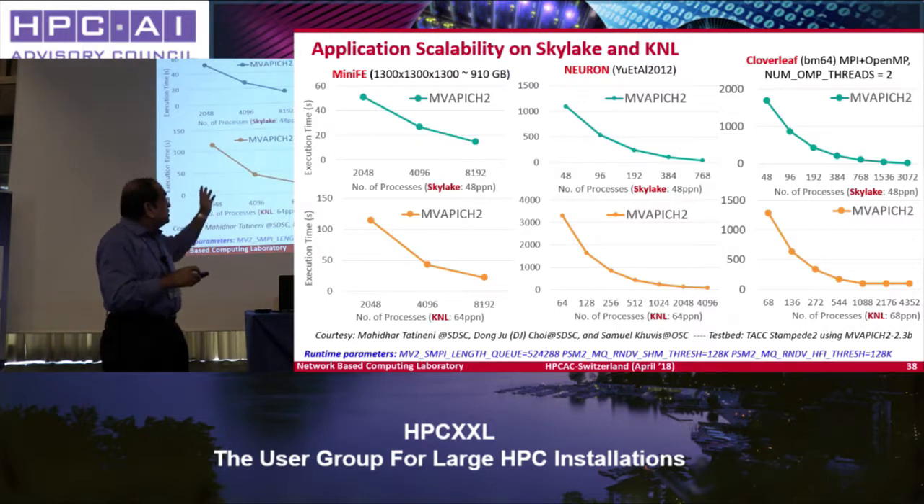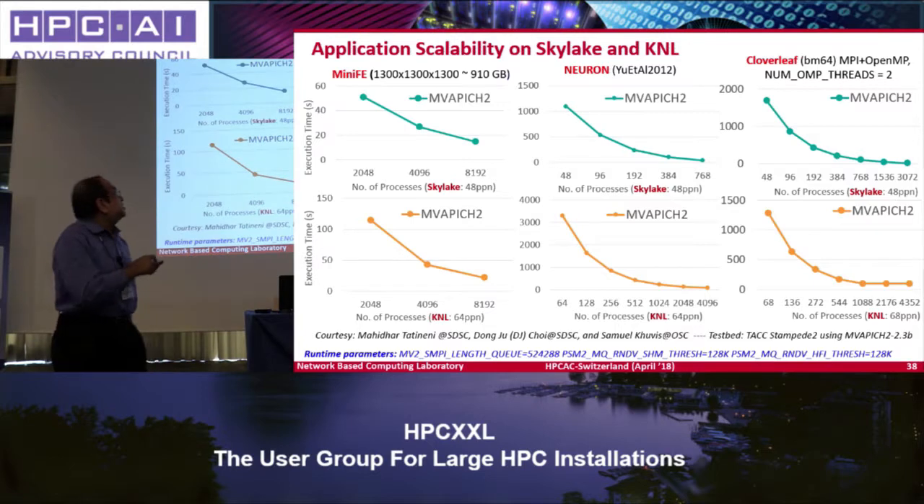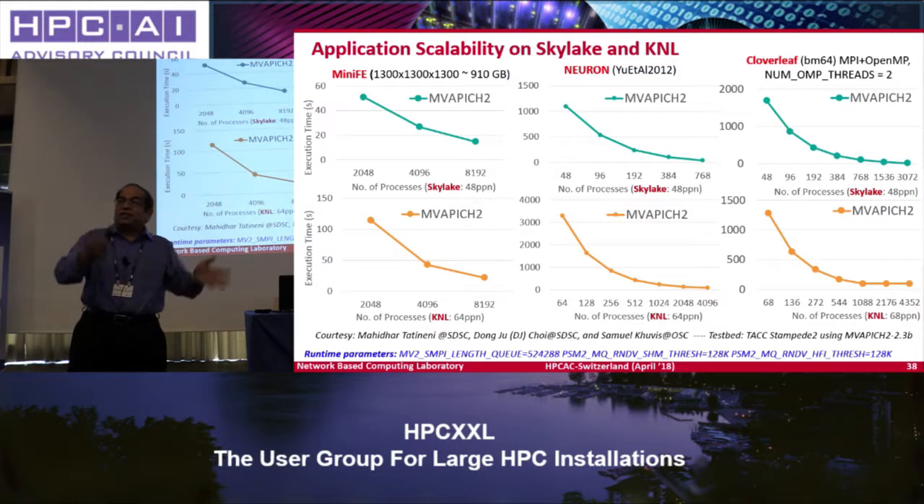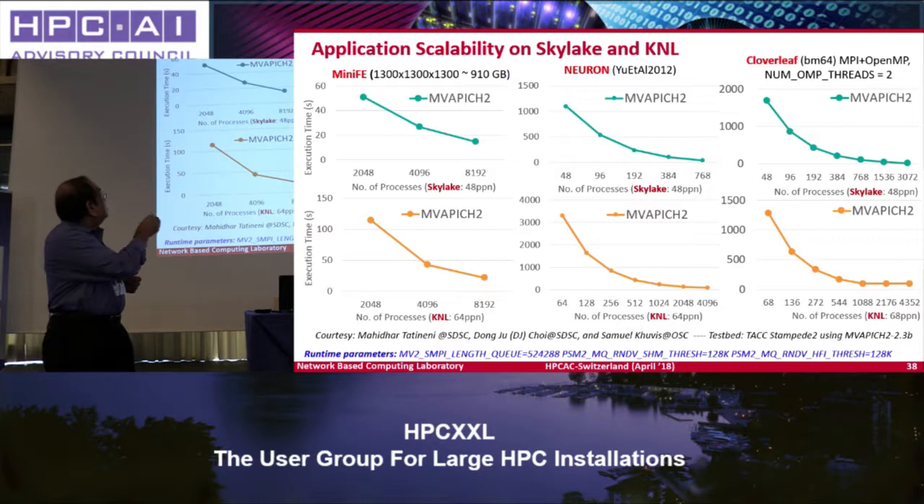These are really large scale numbers. These are run on the TACC Stampede. So you can see this is MiniFE, Neuron, Cloverleaf, and these are the Skylake numbers. These are the KNL numbers. You can also do comparison because TACC has two partitions, one is Skylake and the other is KNL. And we are able to steadily grow here up to 8,000 cores. This is 760, but this is 3,000 cores. So all these numbers are actually available.